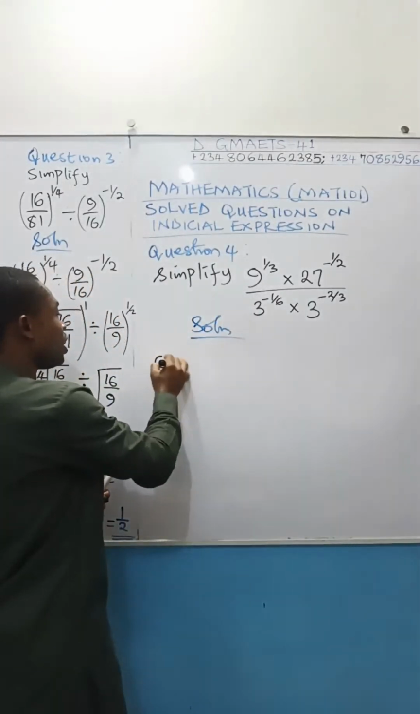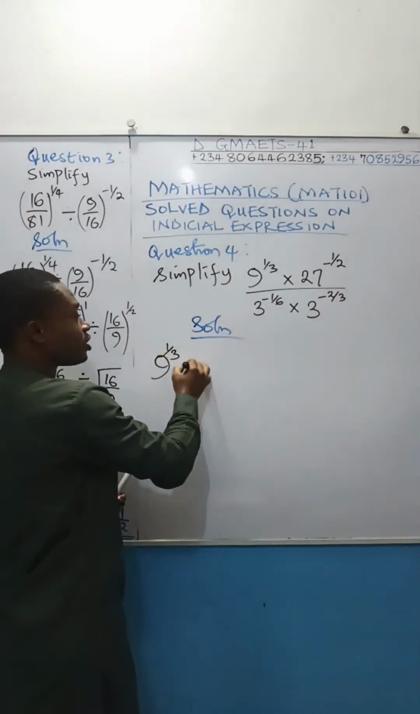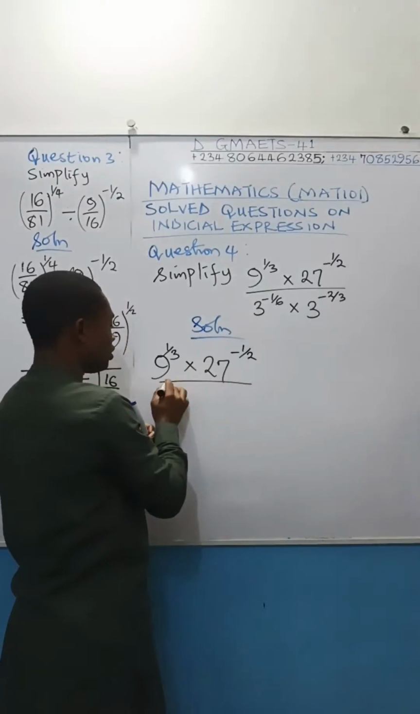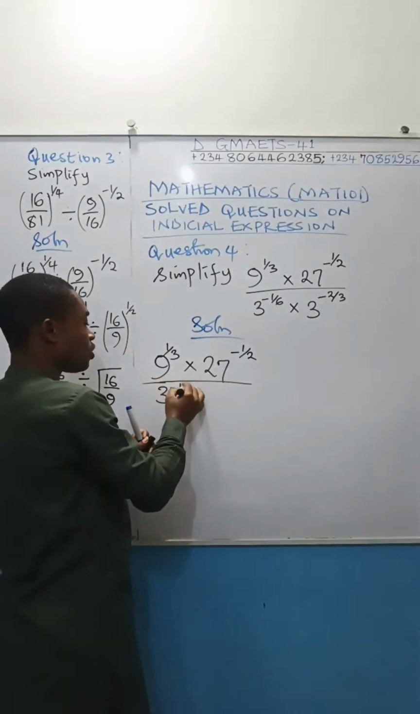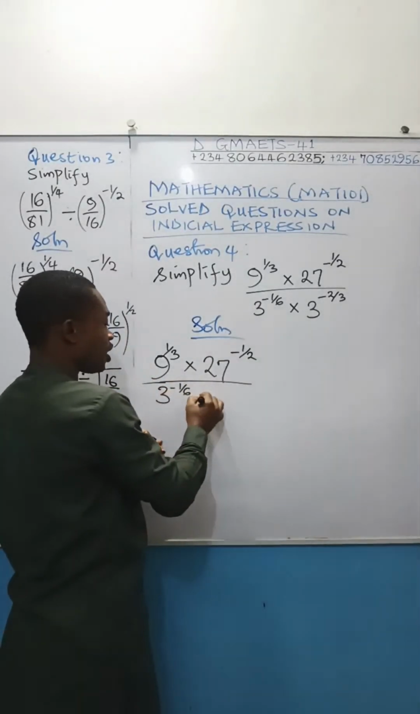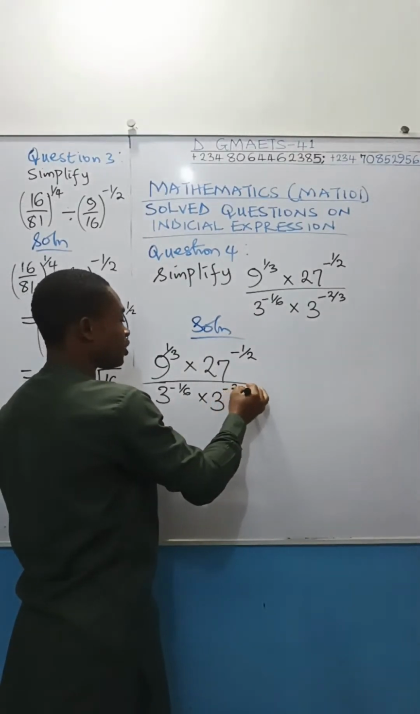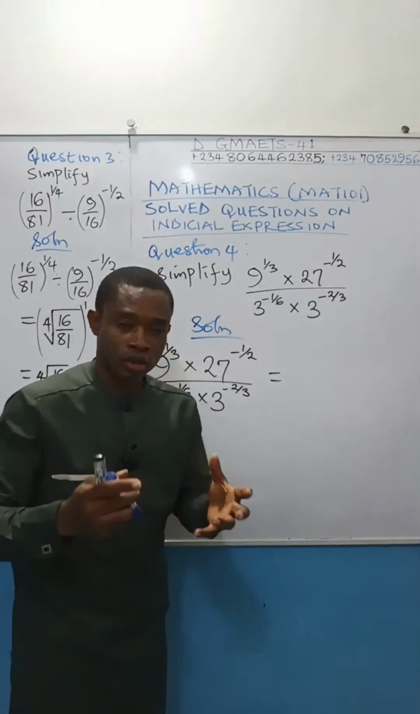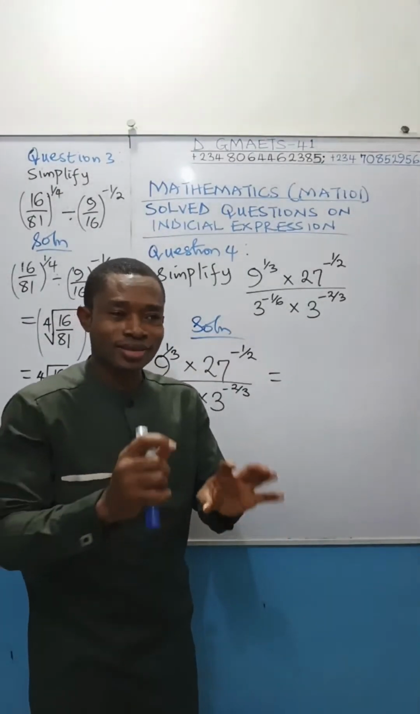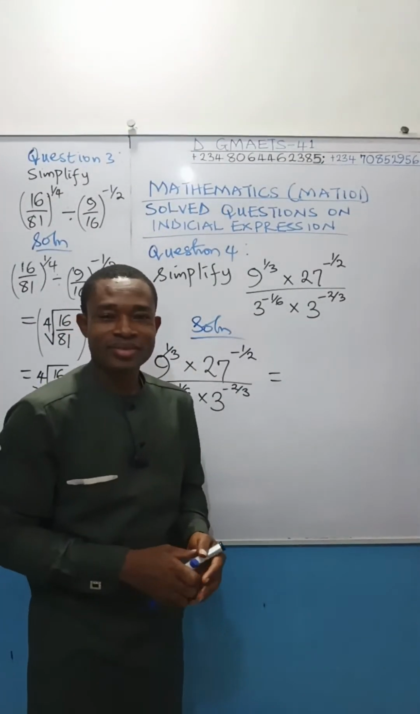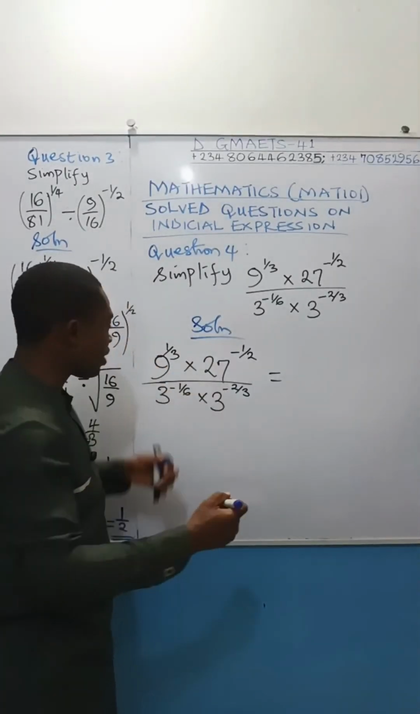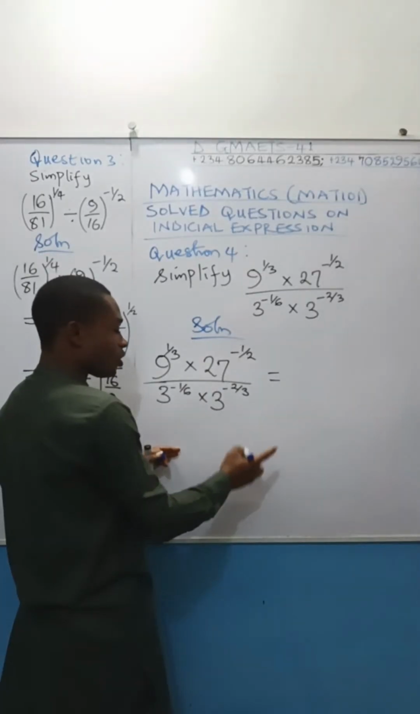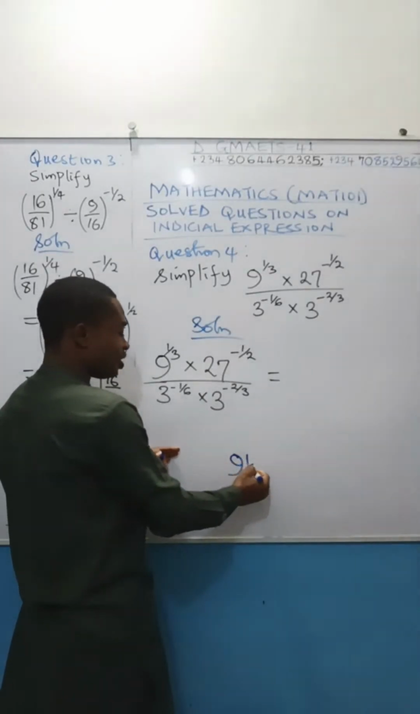Now we are given 9 to the power of 1 over 3 times 27 to the power of minus 1 over 2, all over 3 to the power of minus 1 over 6, and then times 3 to the power of minus 2 over 3. This will be equal to... before I start solving, let me warn against some things that some people used to write. You are dealing with something that has power. Imagine this 9 raised to power 1 over 3. You now write it as 9, your power 1 over 3, on the same line, like this.